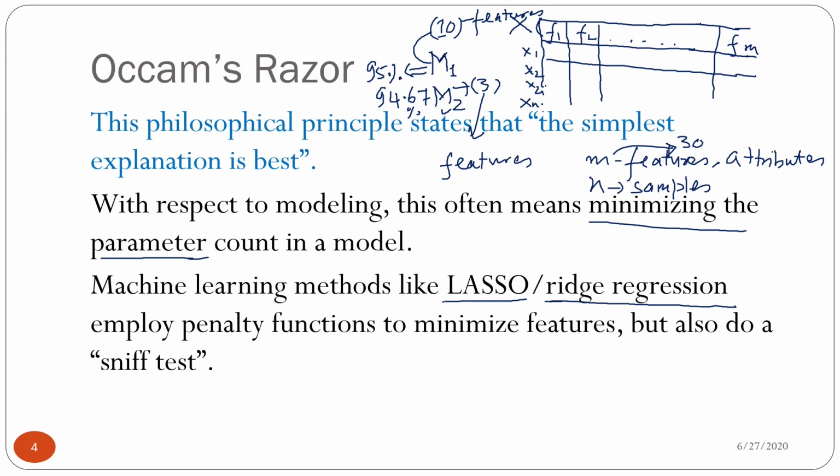So machine learning methods like lasso and ridge regression have a penalty function. This penalty function will enforce that your model is not learning too many features, right? So these algorithms inherently have this feature which will encourage picking the simpler model. Simpler model means fewer features. All right, so features or parameters or attributes mean the same thing, which means the columns in the data set that you have.